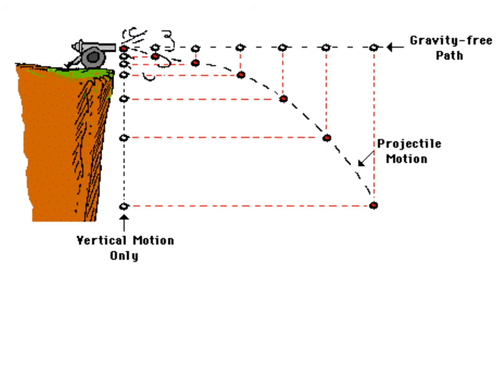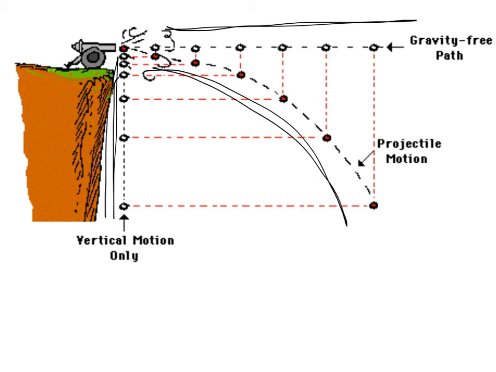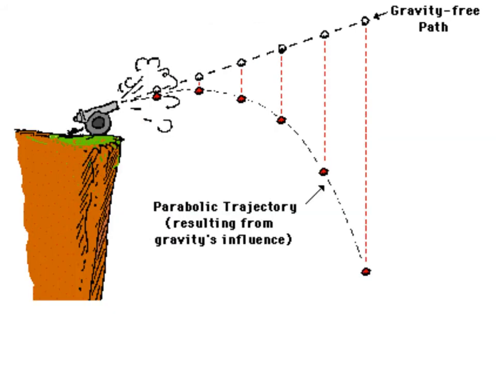So looking at this, our gravity-free path on the x-axis and our just vertical dropping on the y-axis help us determine the curved projectile motion path that it would take. So let's say we launched this at an angle and we had our gravity-free path where it would go in a straight line, but that doesn't happen, so it basically will curve down, doing the parabolic trajectory under gravity's influence.